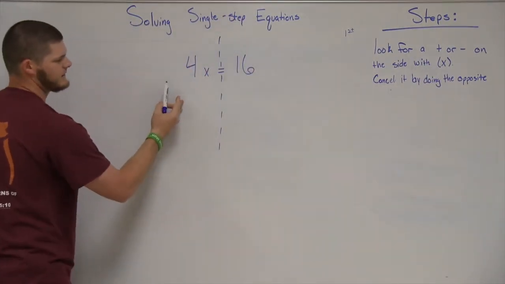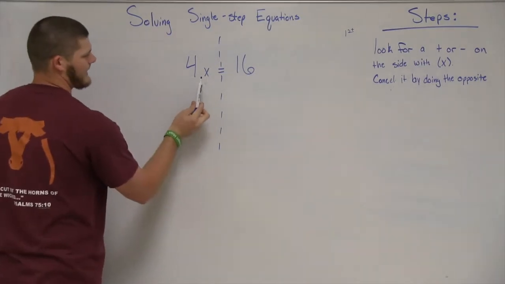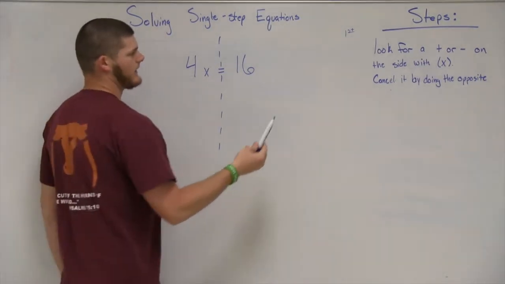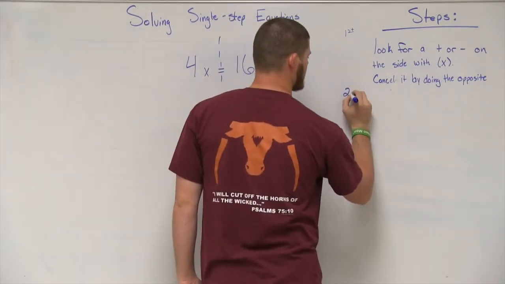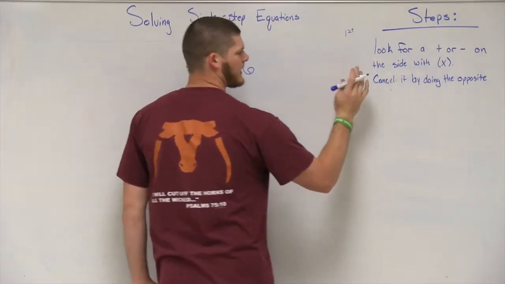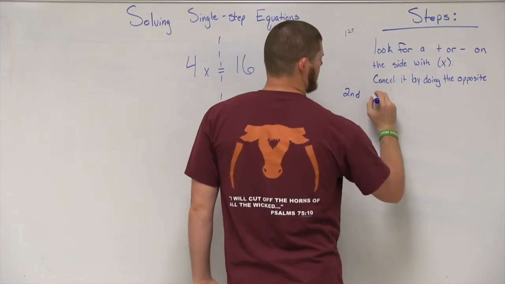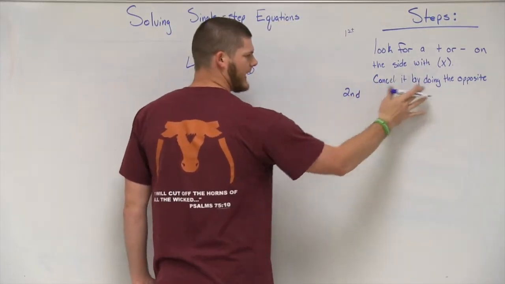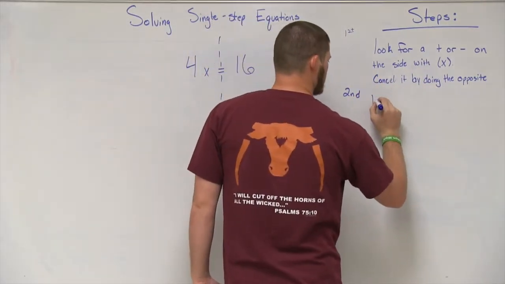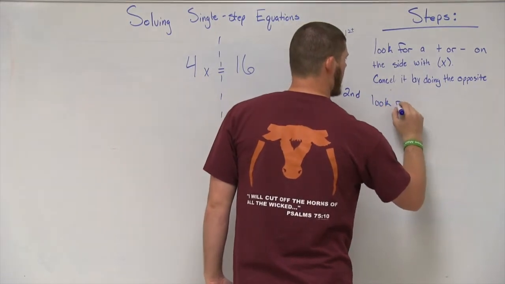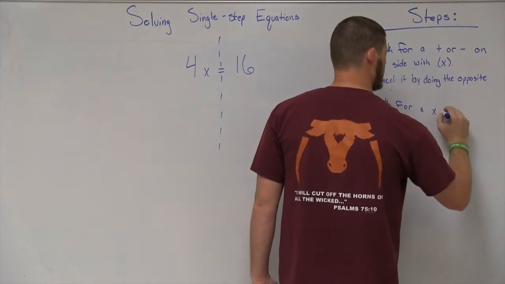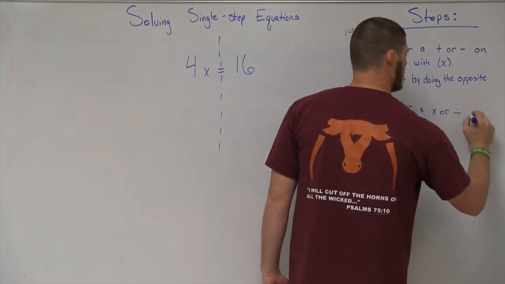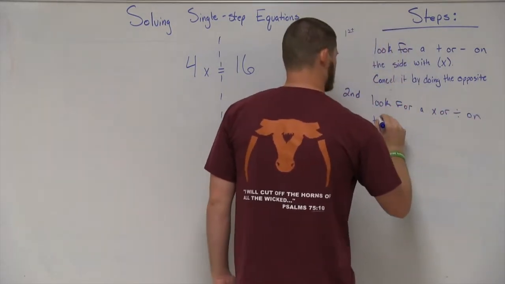So, we look at the equation. 4 times x, no plus or minus, so we can move to our second step. Now, our second step is this. After we look for our plus or minus, if we don't find one, or we find one and cancel it, we now look for a multiply or divide on the side with x.